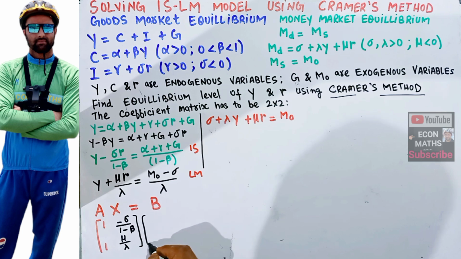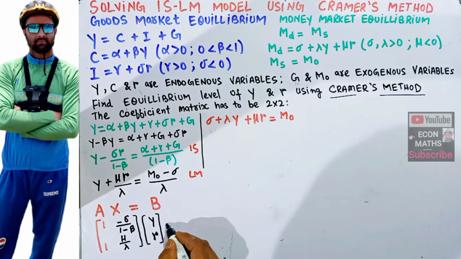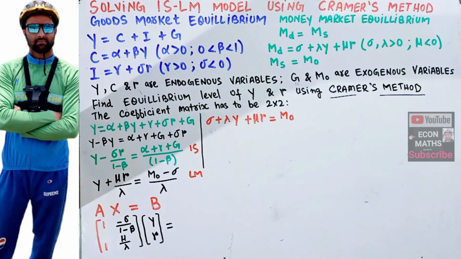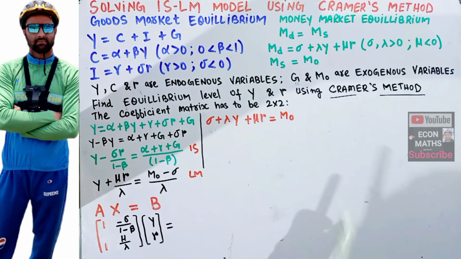X is a solution vector. That means we need to find out the value of y and r. It should be equal to the vector of constant terms. And what are our constant terms here? We have this stuff and this stuff.